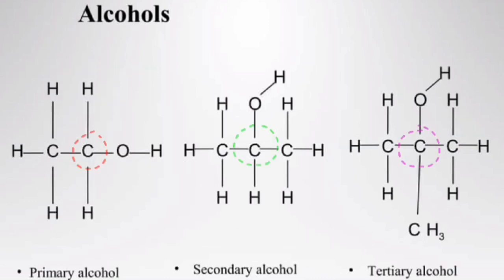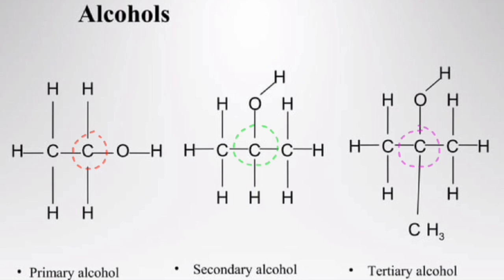Alcohols are of three types: primary alcohol, secondary alcohol, and tertiary alcohol. Primary alcohol, as you can see in the example given, the OH group is attached to a carbon atom that has two hydrogens, and then on the left side it is bonded to a methyl group, that is, it is bonded to a CH3 group. So primary alcohols are those in which the OH group is attached to a carbon atom that has two hydrogen atoms.